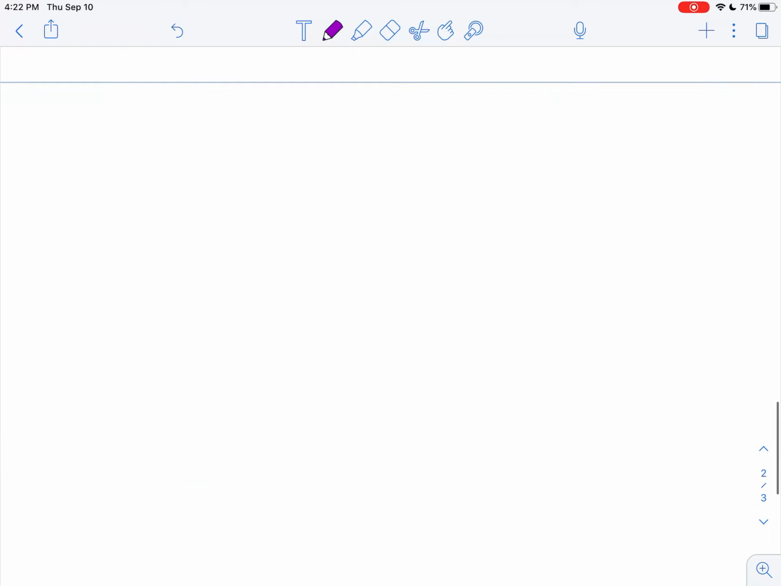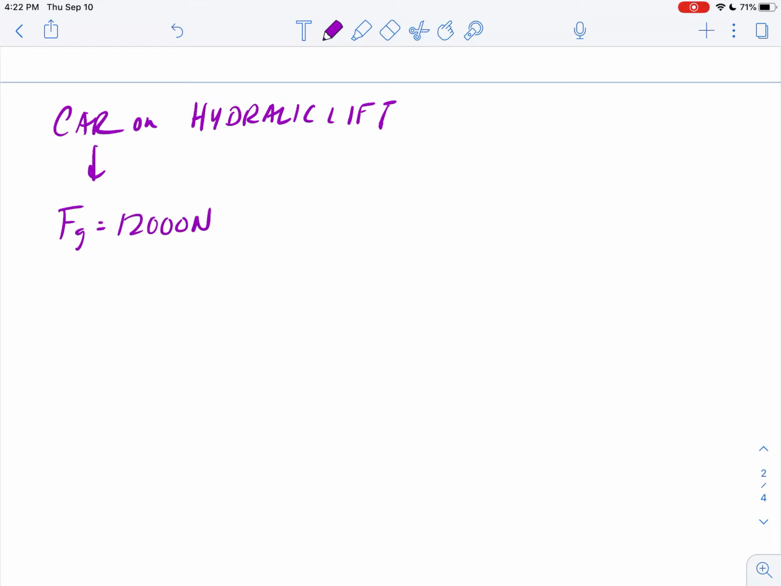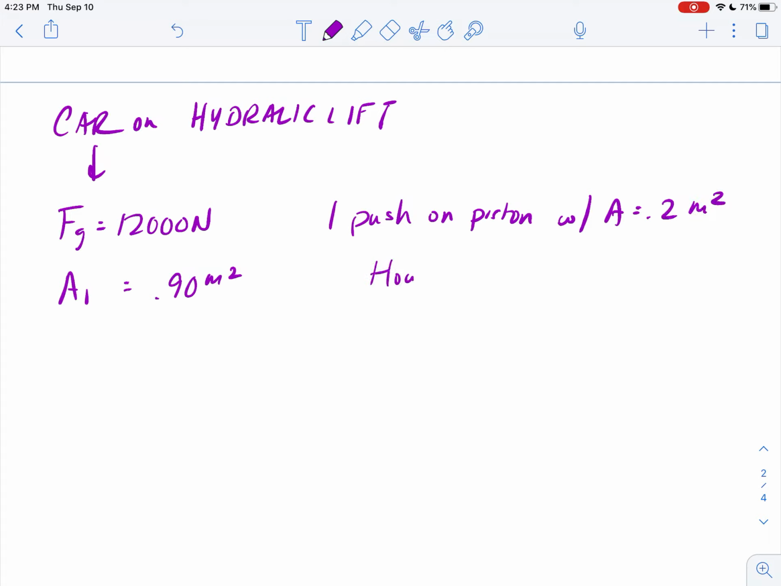Let's do one example. We'll just do one really simple example. Let's say I have a car on a hydraulic lift. Oh, I missed a U in hydraulic. And the car has a weight of 12,000 newtons. And it's on a piston of 0.9 square meters. And I'm going to push on the other piston with an area of 0.2 meters squared. How much force do I need?